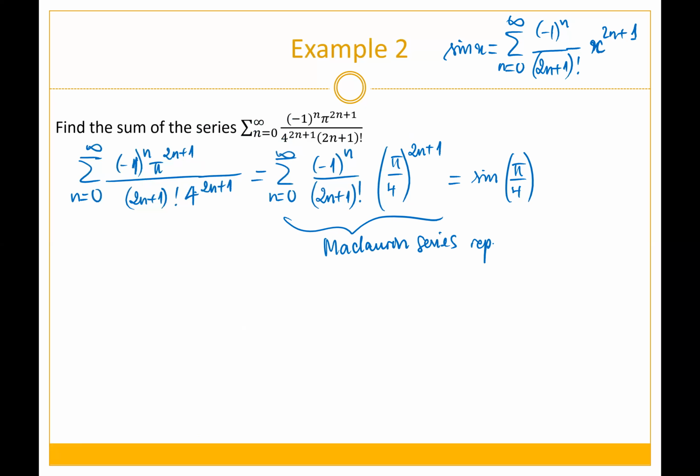representation of sine. So this one, you basically just find what is sine of pi over 4, which is going to be square root of 2 over 2.